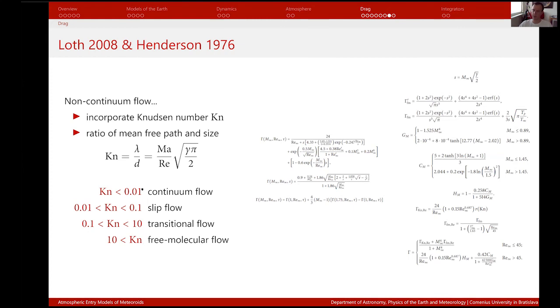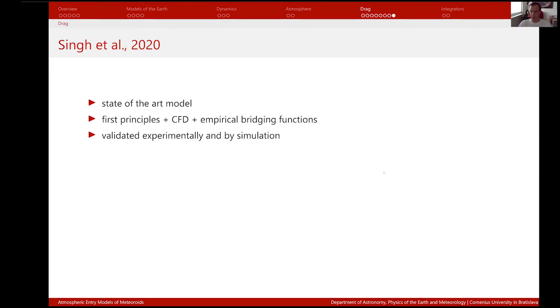However, in between, it's very complex. So these two models by Loth and Henderson start to get pretty complicated. But well, you have computers, so you just punch it in and give it the right numbers, and it works. The last thing we were able to find was the model by Singh and others from MIT. They started from first principles, implemented some advanced simulations in fluid dynamics, and then bridged everything by some empirical functions. So it should work well even high in the atmosphere, in the water, supersonic, hypersonic, slug, everything.